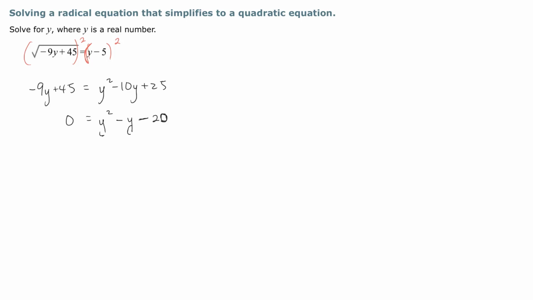I'm going to factor this quadratic expression on the right and then turn the equation around so that we get y. We get the factor y minus 5 times the factor y plus 4 is equal to 0. Make sure you check your factoring. Always check to make sure you're 100% correct. And then we realize that y is equal to 5, or what? y is equal to negative 4.